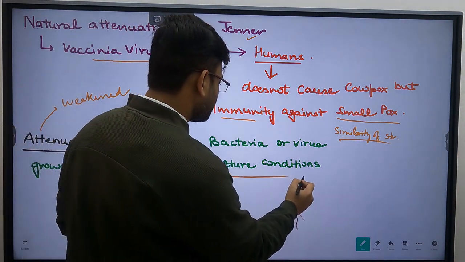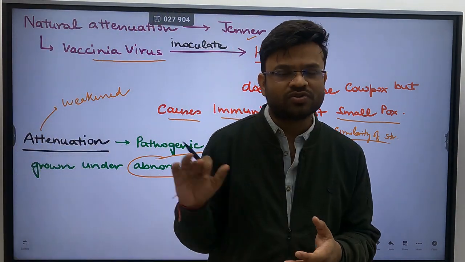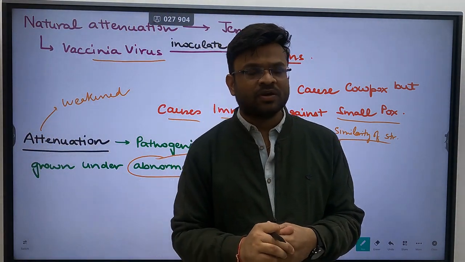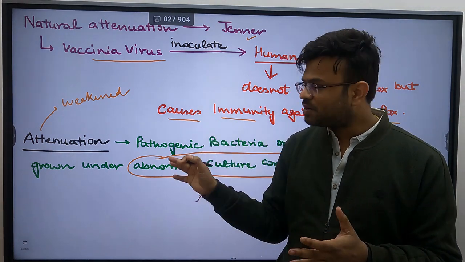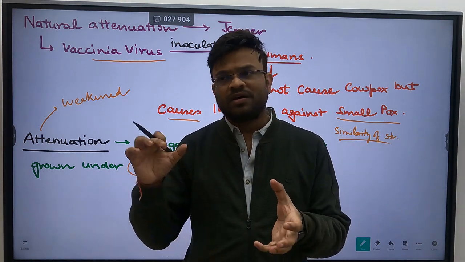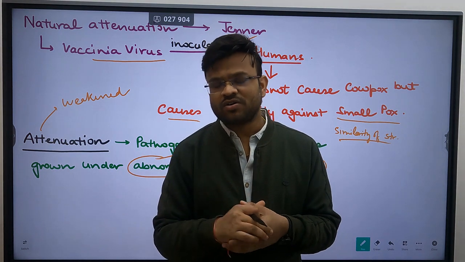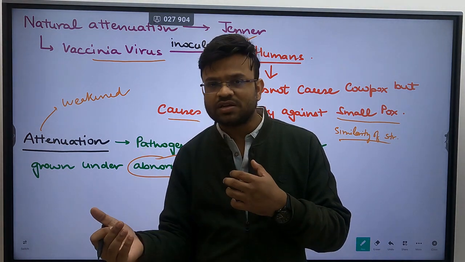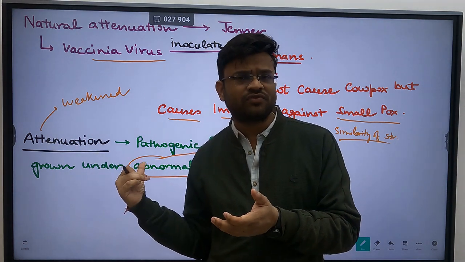What do you mean by abnormal culture condition? Whatever is required by the microbe for its normal growth, you are not providing it. You are providing it bad culture conditions. You are not providing it optimum culture conditions. Because of that, definitely the pathogen will have to change something in its body, or obviously something will change in its body. Now, let us take an analogy for this.